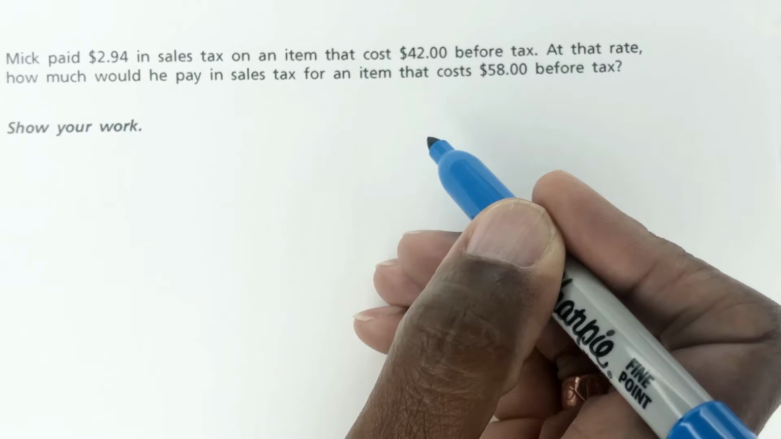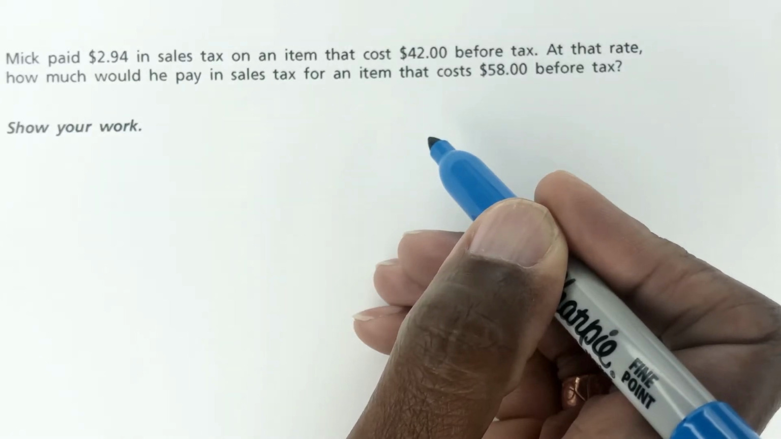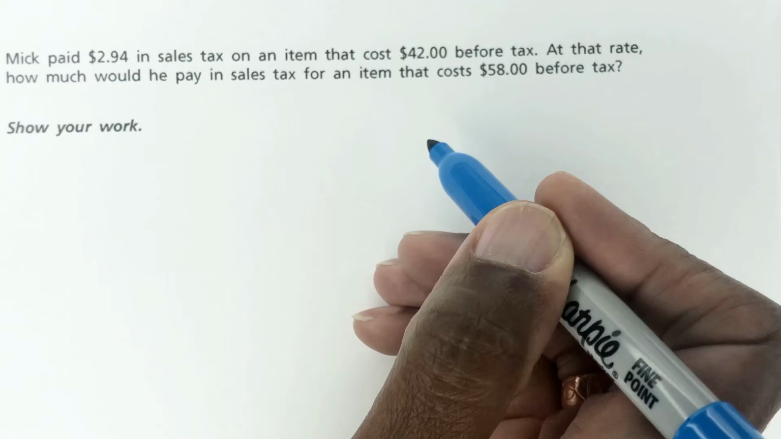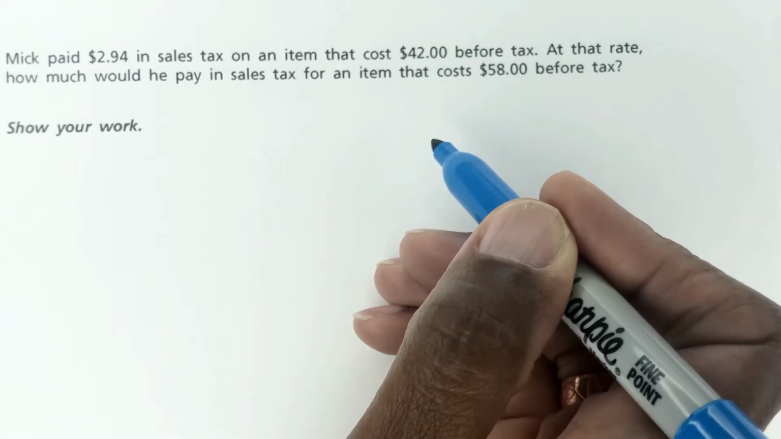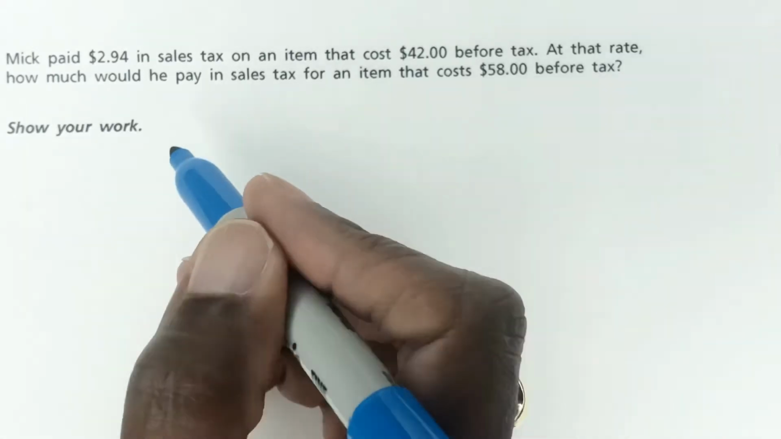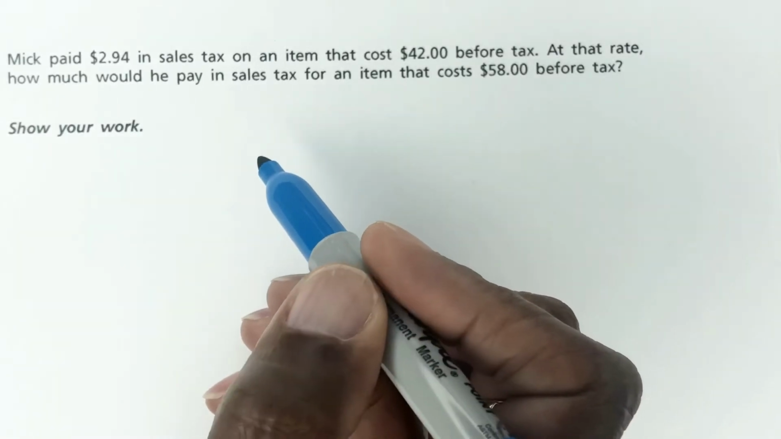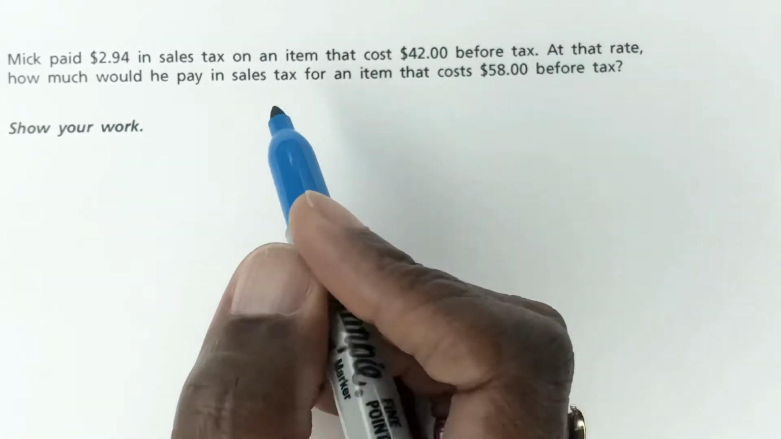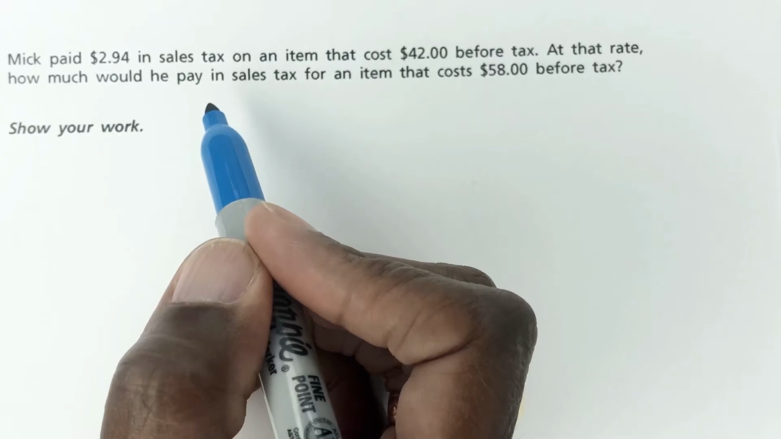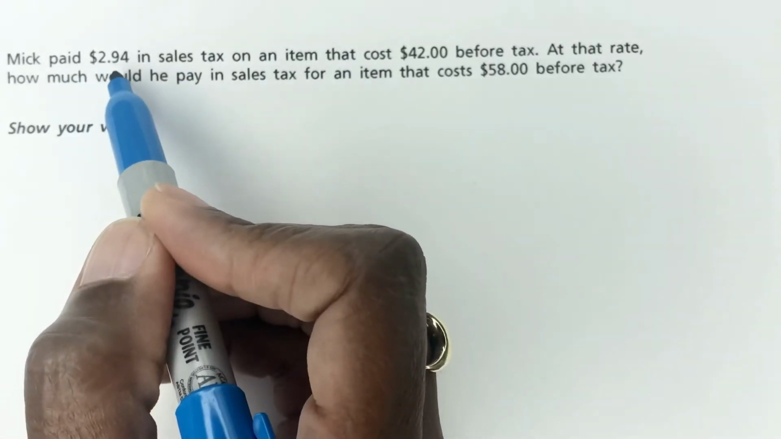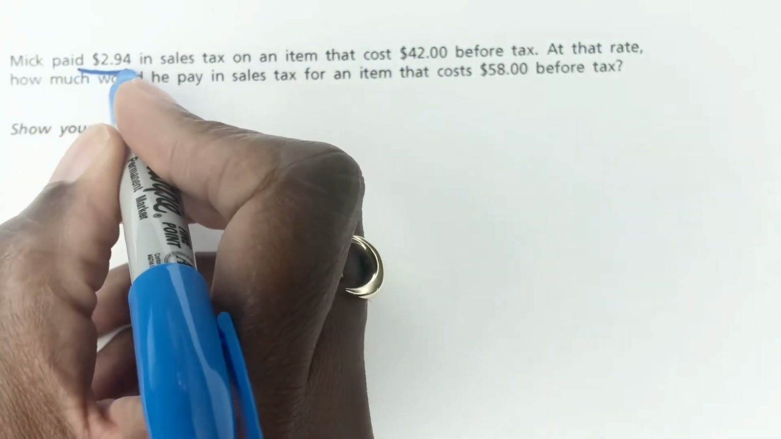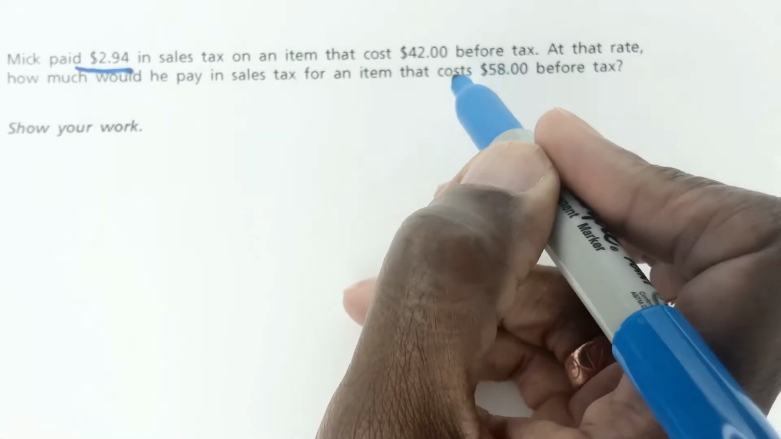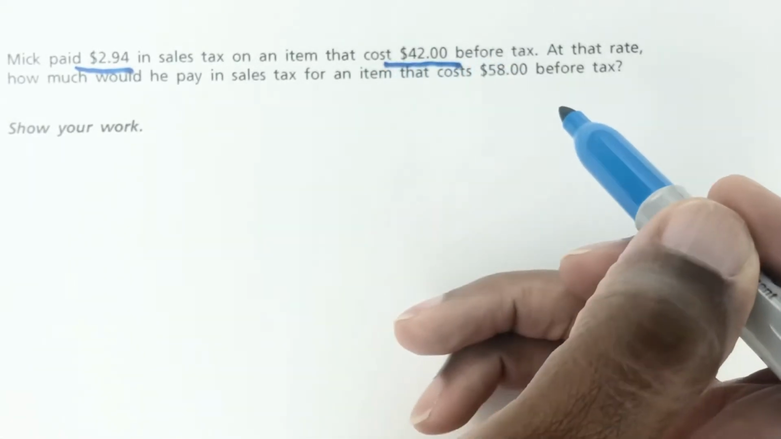Mick paid $2.94 in sales tax on an item that cost $42 before tax. At that rate, how much would he pay in sales tax for an item that costs $58 before tax? Okay, so this is a classic proportions question, and you have to set it up as such. So the first thing you see is that Mick paid $2.94 in sales tax on an item that cost $42 before tax.